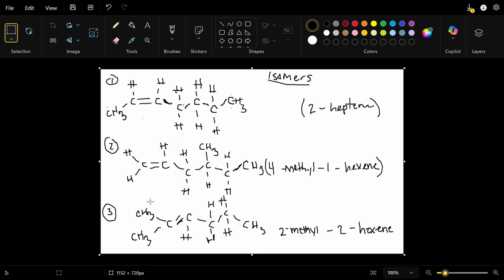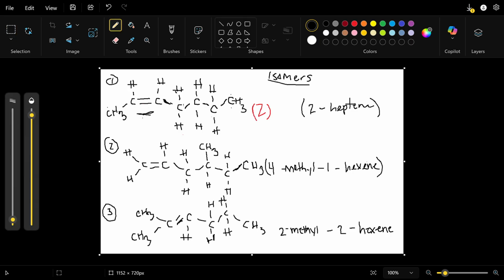So for the first one, I named it going from left to right because I have the double bond here. And so I numbered 1, 2, 3, 4, 5, 6, 7. The double bond starts at the second carbon, so I called it 2-heptene.